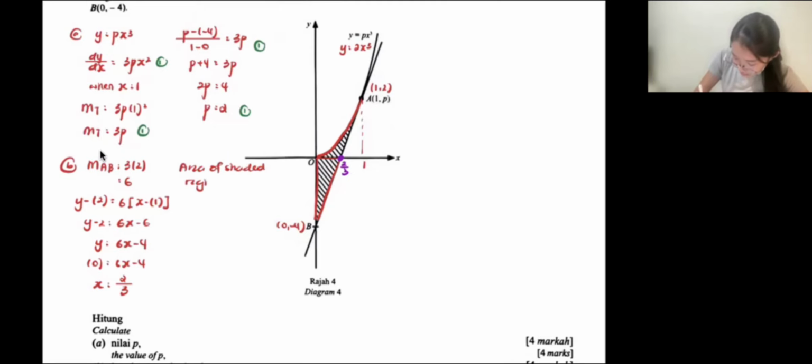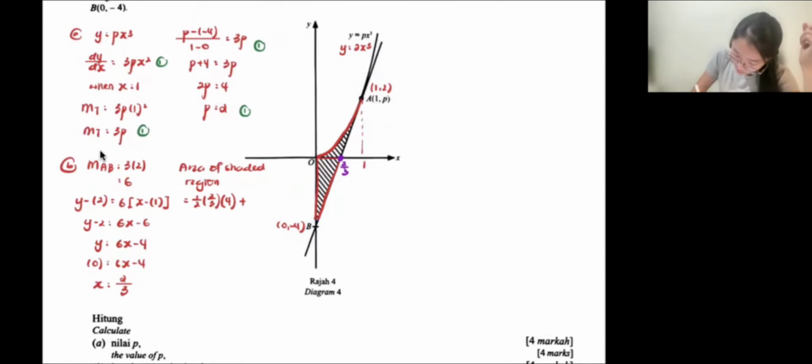First we focus on the triangle at the bottom over here. Formula for triangle, the traditional one, is 1 over 2 times base times height. So that will be 1 over 2. The base is 0 to 2 over 3, so that will be 2 over 3. And then the height from 0 to -4, guys, height is 4.